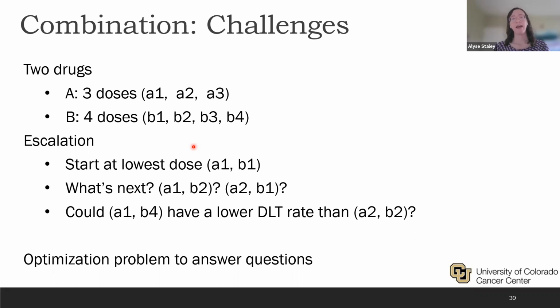For example, should we escalate to A1, B2? How about A2, B1? And furthermore, as we get further in the trial and really don't yet know the interactions, is it possible that A1 and B4 could actually have a lower DLT rate than A2 and B2? We have to complete an optimization problem to answer these questions.